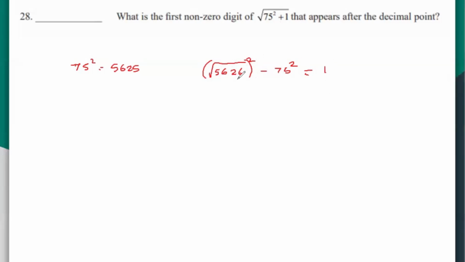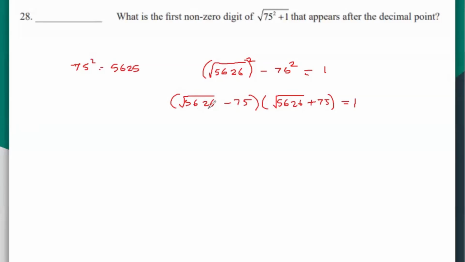Why is this going to be useful? Because now I have a difference of squares. So this can be written as the square root of 5626 minus 75, times the square root of 5626 plus 75, which is equal to 1.